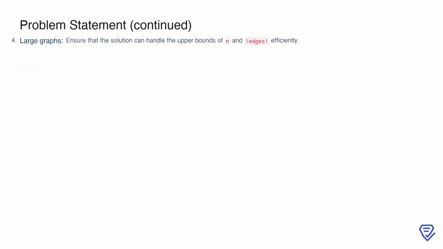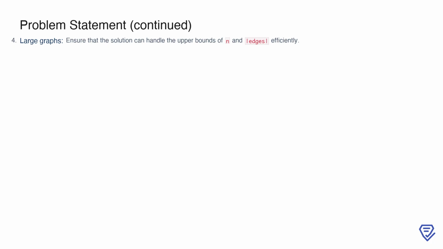When solving this problem, it's important to note some constraints and edge cases. First, the graph can contain up to 1,000 nodes and 2,000 edges, which means the solution needs to be efficient to handle larger inputs. Additionally, there are no self-loops in the graph, meaning edges like u to u are not allowed. For edge cases, consider disconnected graphs where no paths exist between nodes 1 and n. In such cases, the output should be -1.